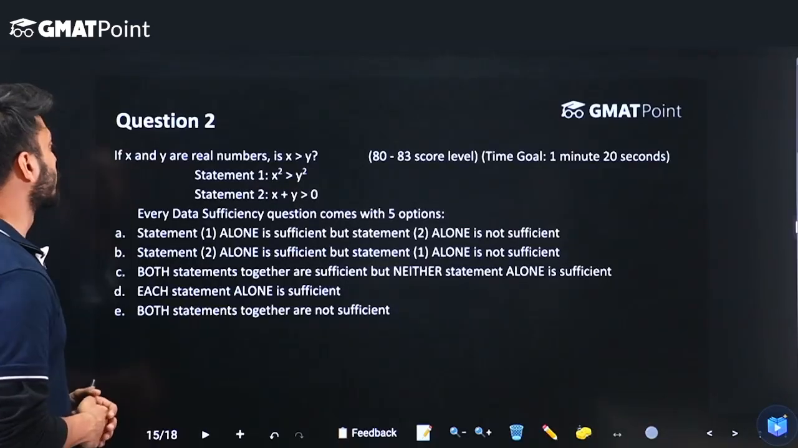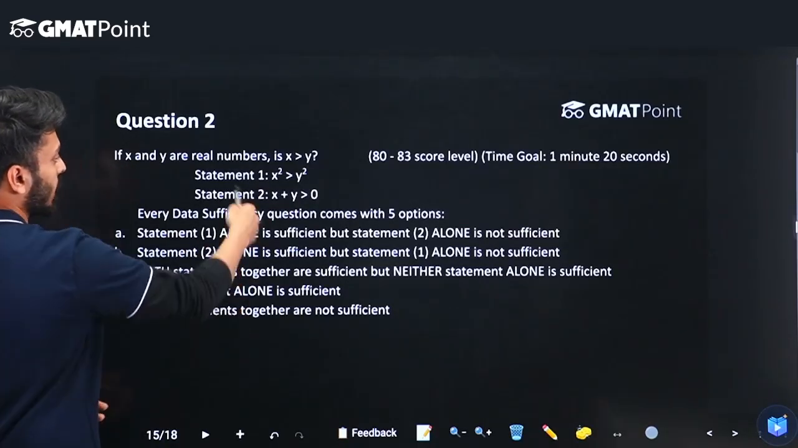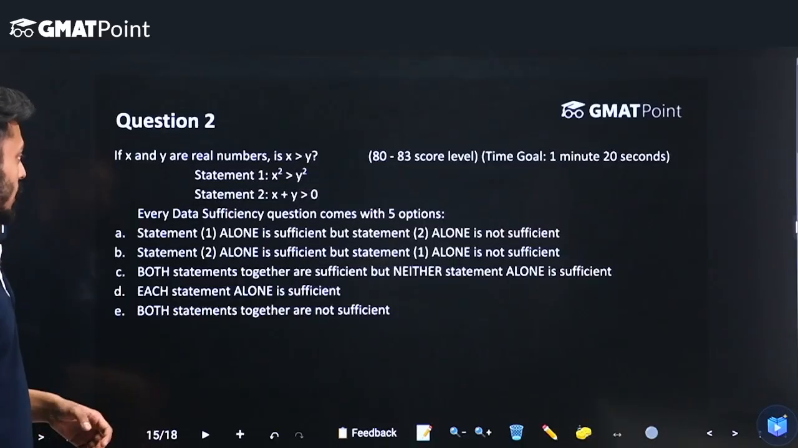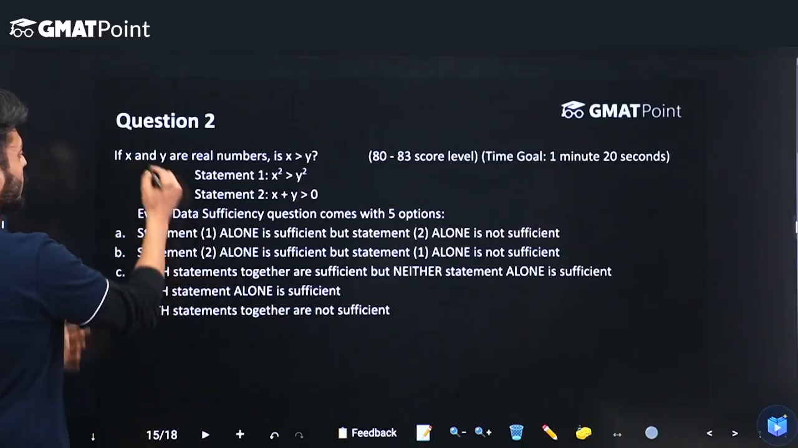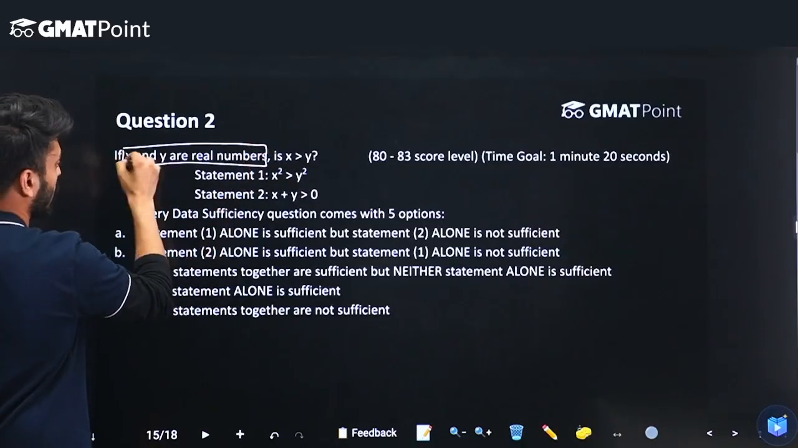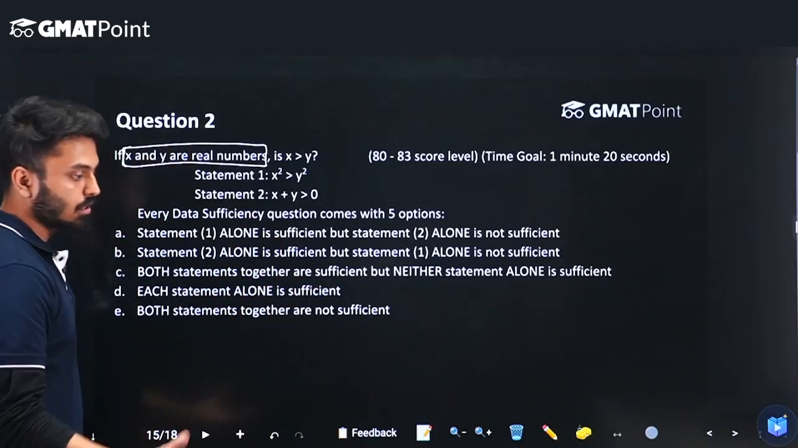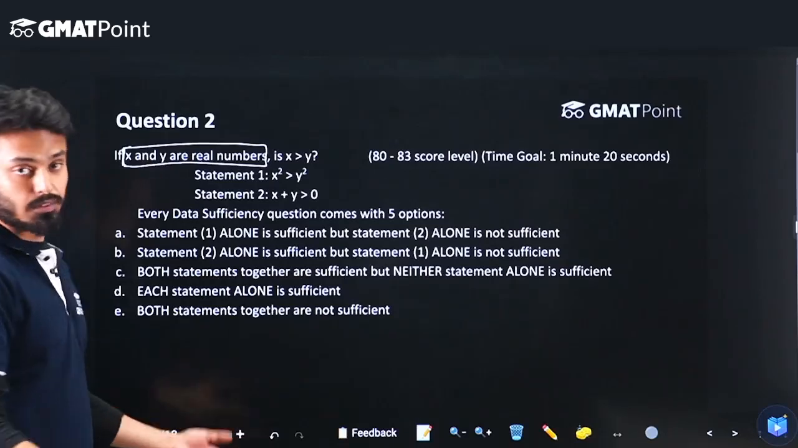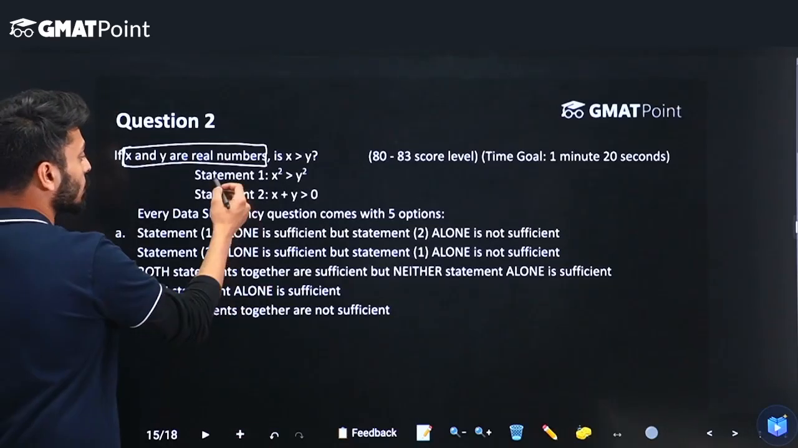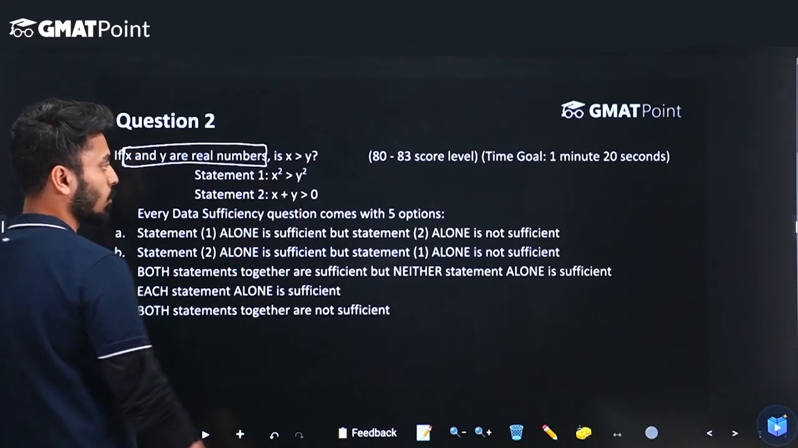Let's look at the question. If x and y are real numbers, is x greater than y? Okay, the only information we have is that x and y are real numbers, which if you think about it isn't all that much information either. I don't know whether they're integers, I don't know whether they're positive or negative, I don't know if they're zero, they can be zero.